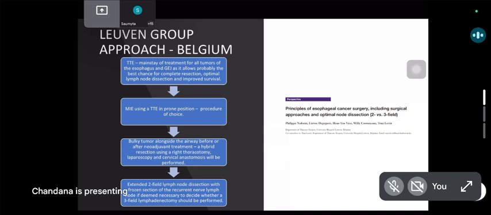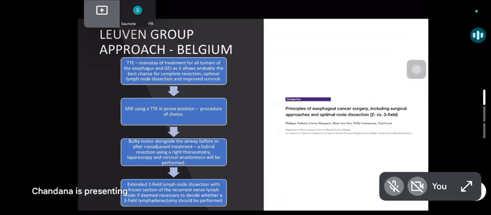For bulky tumor along the airway before or after neoadjuvant treatment, hybrid resection with right thoracotomy is also done. In this, extended 2-field lymph node dissection with frozen section of the recurrent laryngeal nerve is necessarily done to decide whether 3-field lymphadenectomy should be performed.